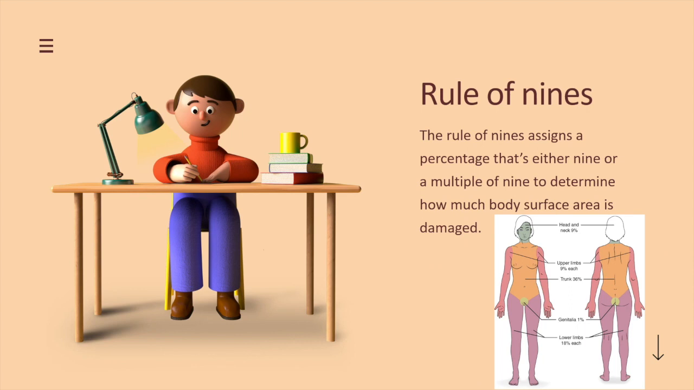Rule of nines. The rule of nines assigns a percentage that's either 9 or a multiple of 9 to determine how much body surface is damaged. As you can see in the picture, the front and back of the head and neck equal 9% of the body surface. The front and back of each arm and hand equal 9% of the body surface. The chest equals 9% and the stomach equals 9% of the body surface. The upper back equals 9% and the lower back equals 9% of the body surface. The front and back of each leg and foot equals 18% of the body surface and the genital area equals 1% of the body surface.